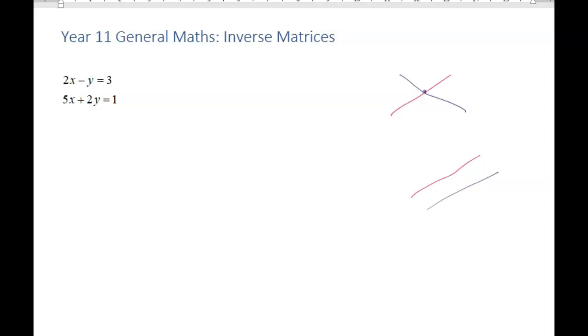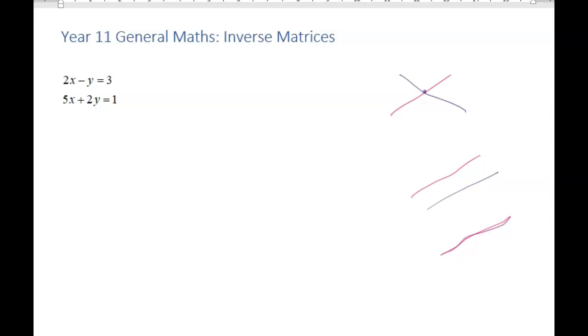And there's another type of solution if we have two lines that are basically the same line. Okay, so they're on top of each other. So we call this a unique solution, no solutions, and infinite solutions.